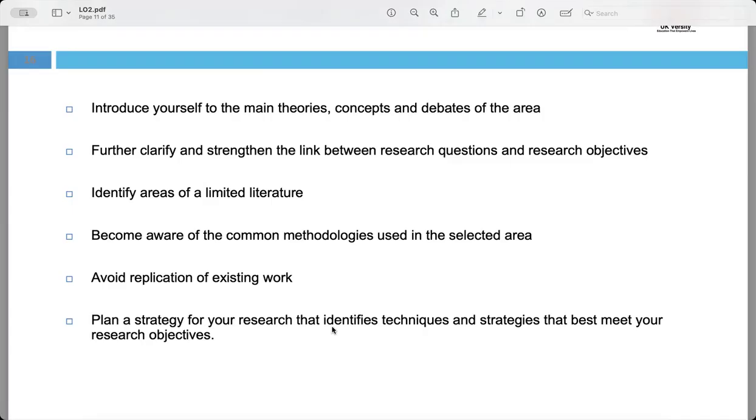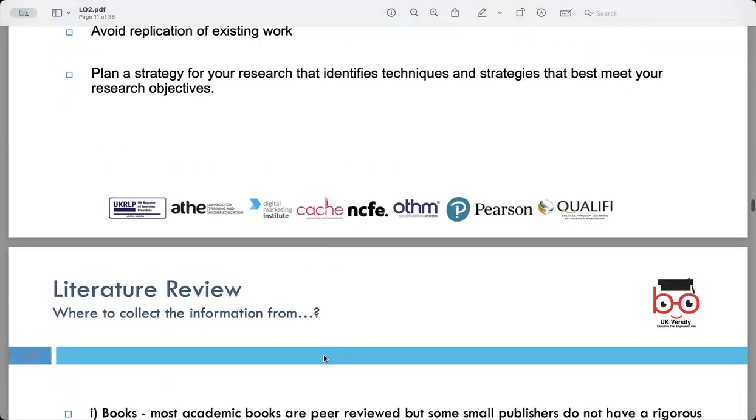It shows you when information is lacking, which means you can explore something new. You will also see what methods other researchers have used, helping you decide how to design your study. A good literature review helps you avoid repeating what others have already done, and finally, it helps you develop your research plan by identifying the best tools and strategies to use.